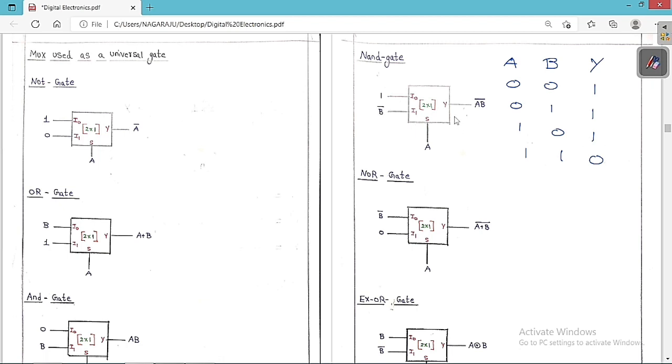Now if you simplify, as I have already told you, Y is equal to A bar into 1 plus A into B bar. You are going to get AB whole bar. So this is the expression that we get, which is AB whole bar. So we can say this is a NAND gate.